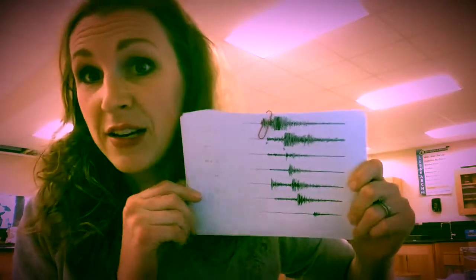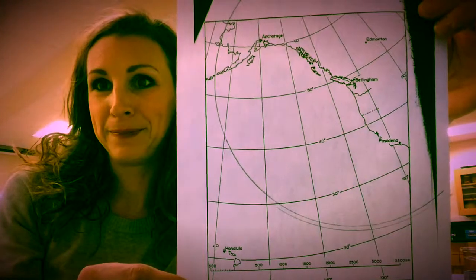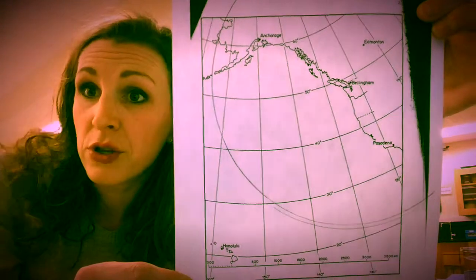The epicenter is calculated using 3 things. You need your travel time graph. You need data from 3 different seismic stations. Here I have 1, 2, 3, 4, 5, 6, 7, more than necessary. Lastly, a map, including the locations you have data for.